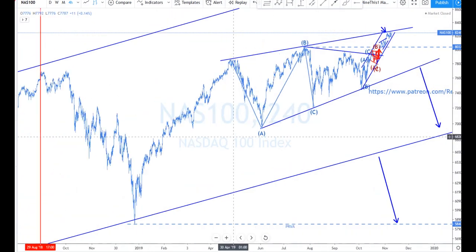Okay? It's not going to happen tomorrow, next week, but, you know, we're in a key area right now. We're in a key area. And again, so long as we remain within this channel, we look for upside.